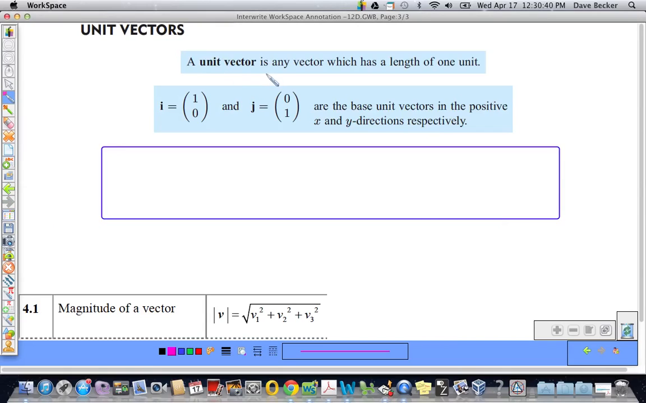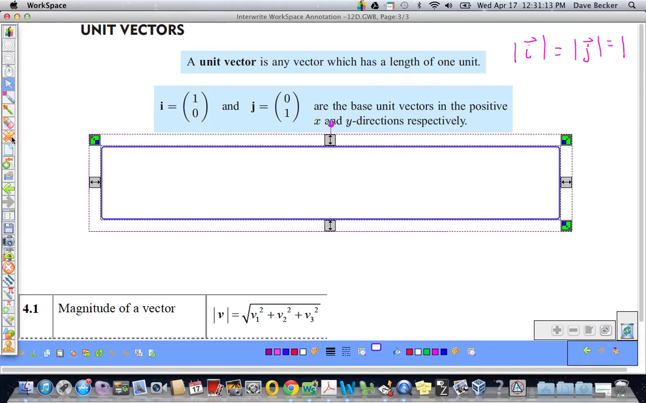We already talked about unit vectors, with i equal to 1, 0, and j equal to 0, 1, and they're the base unit vectors in the positive x and y directions, respectively. So the magnitude, let's think about this, of the unit vector i is equal to the magnitude of unit vector j. That's always going to be equal to 1, because the square root of 1 squared plus 0 squared, or 0 squared plus 1 squared, is 1.